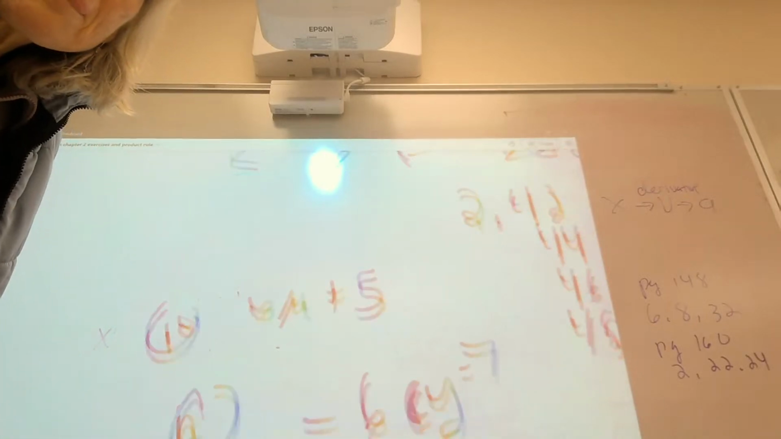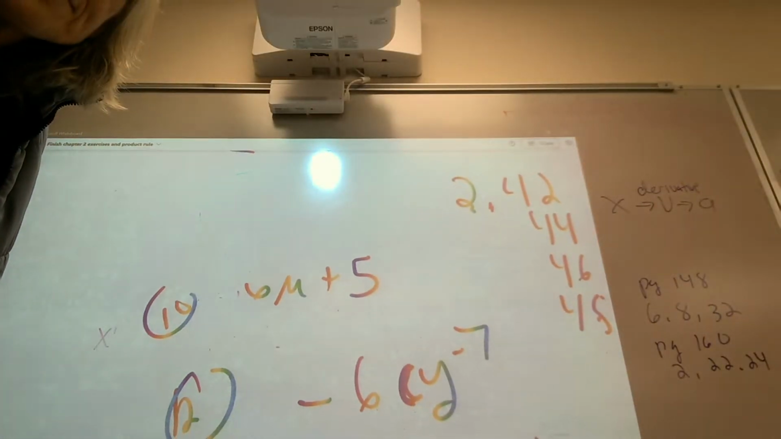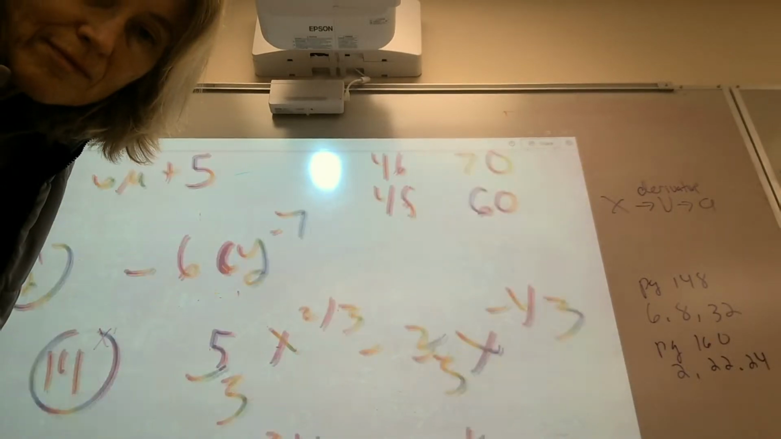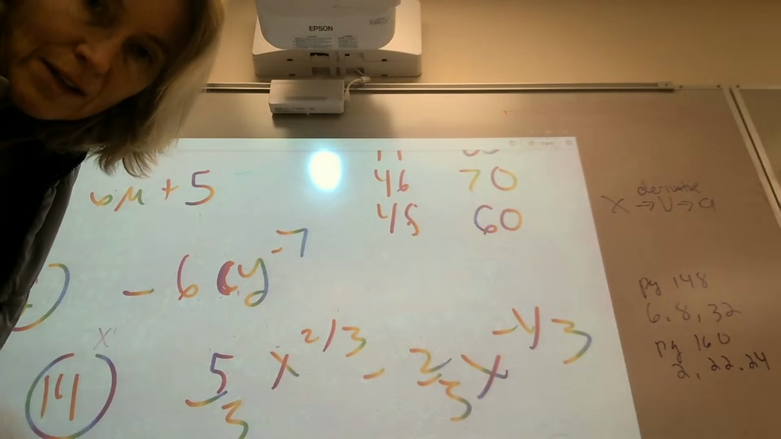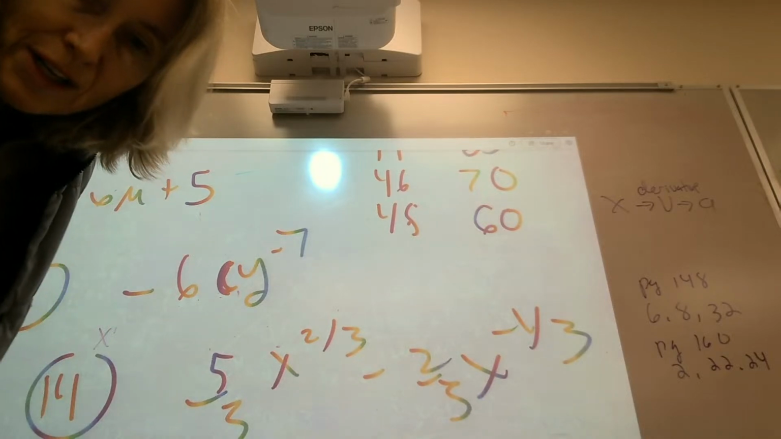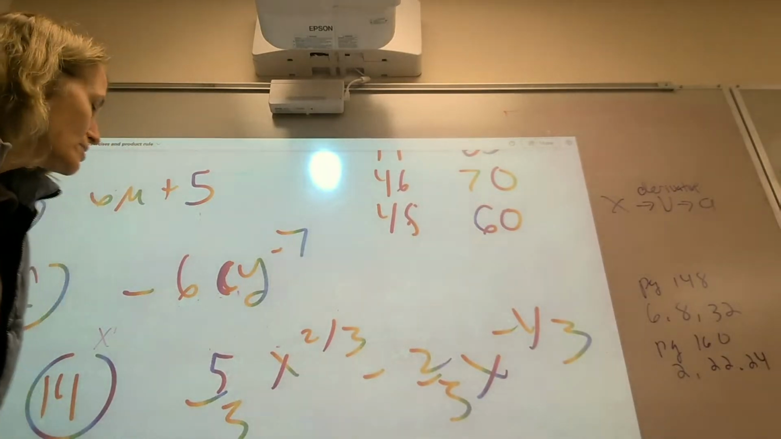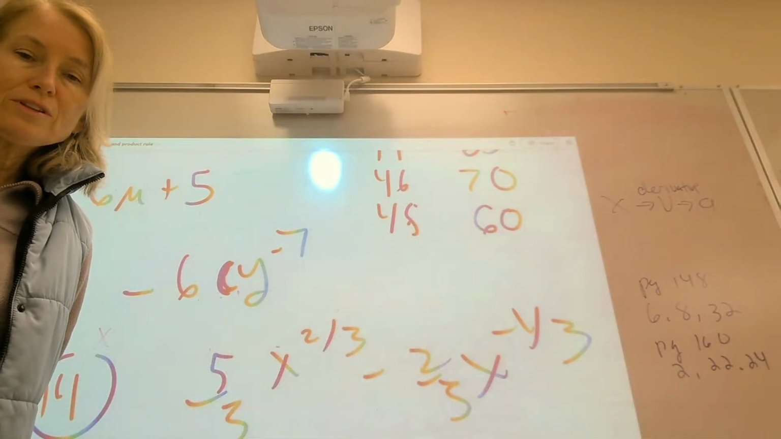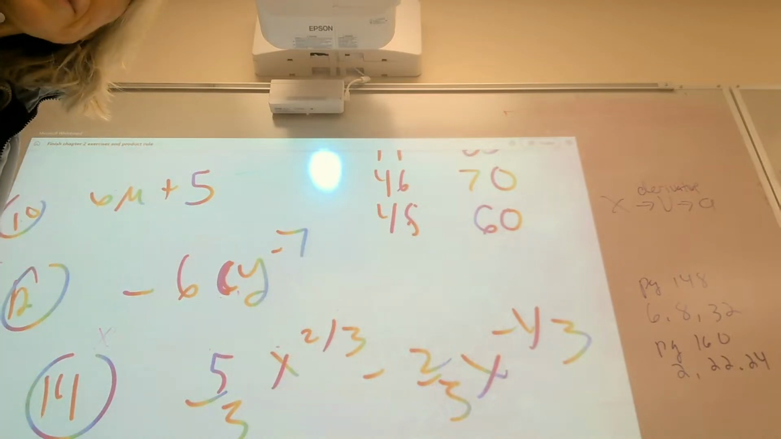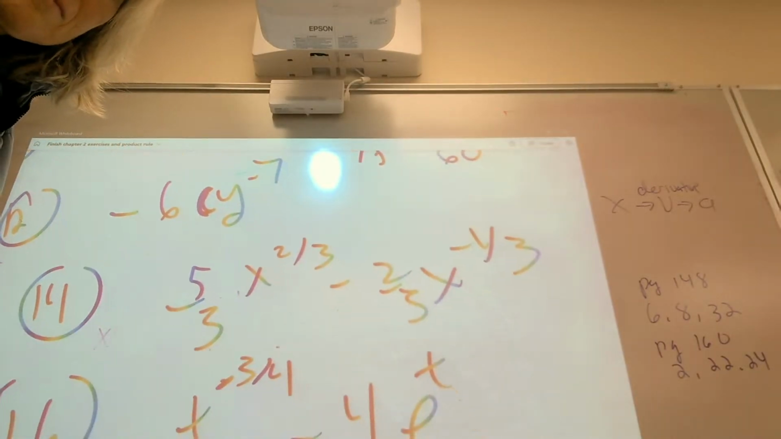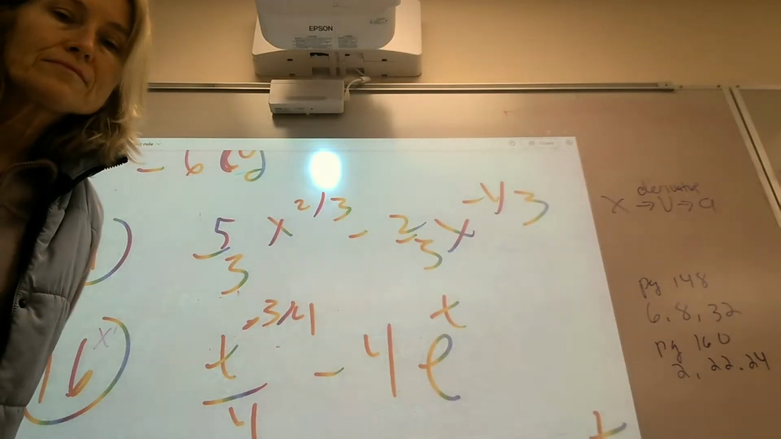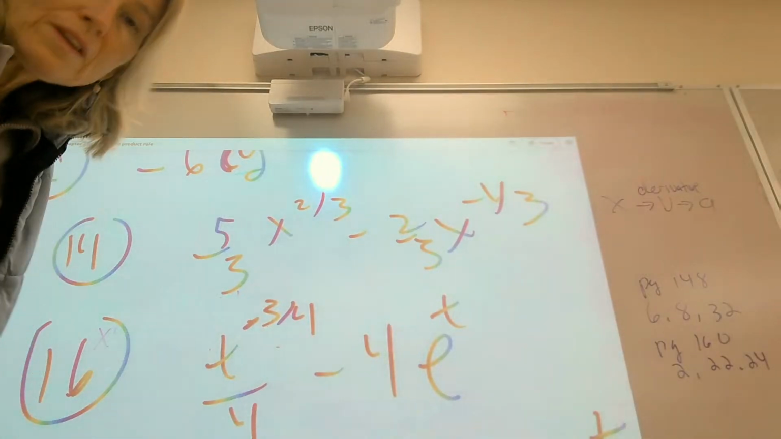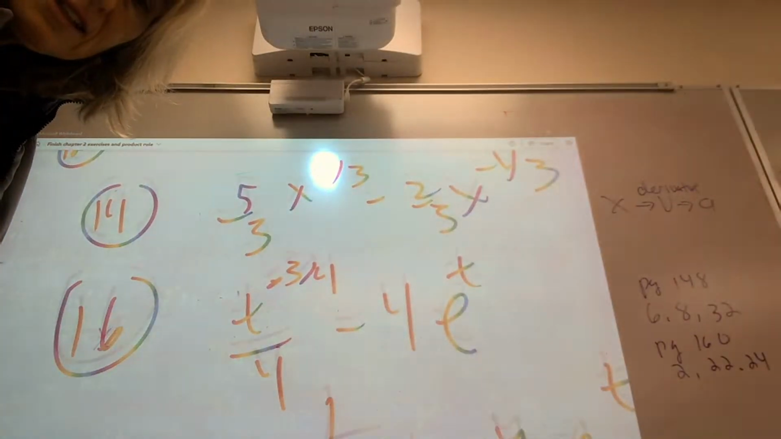12. Jessa, 14. No. 5 over 3x is minus 2 over 3x 7. Okay. I think you said that right. 5/3 x to the 2/3 minus 2/3 x to the minus 1/3. 16, Tori. I have 1 over 4t to the 3/4 minus 4e to the t. Good, and this is a negative 3/4. Yeah, I have that on. Okay, good, I get it. 18, yeah, that's how I have it here.